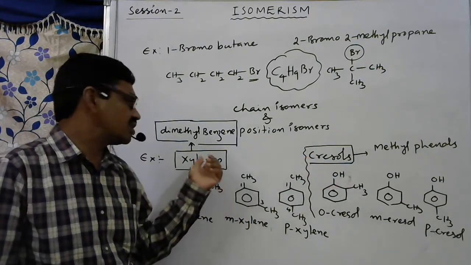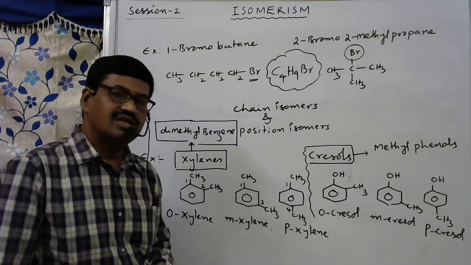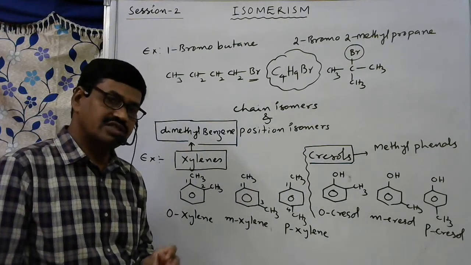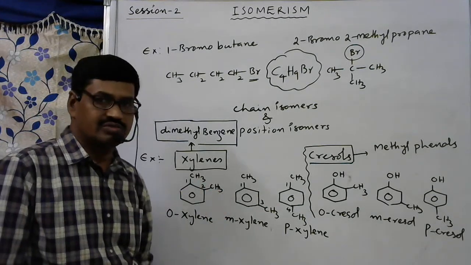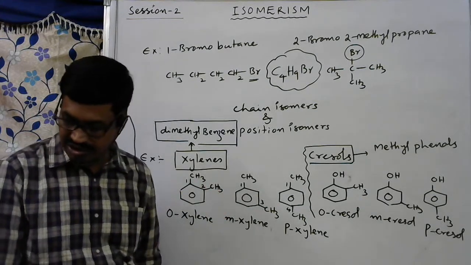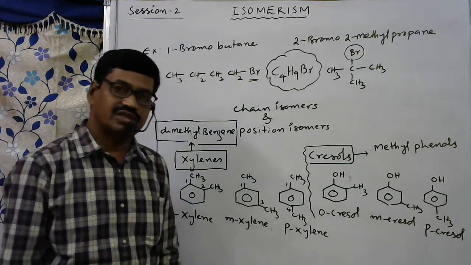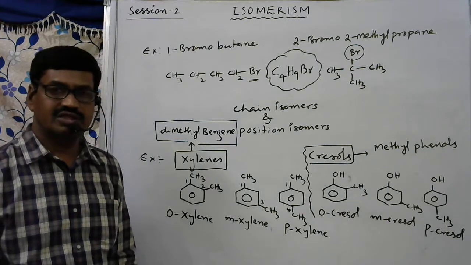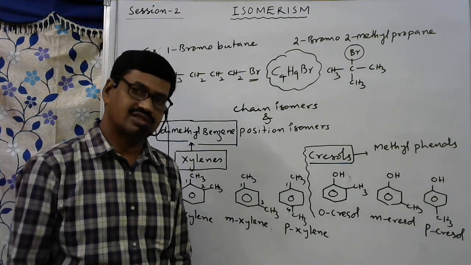Xylenes are nothing but dimethylbenzenes. Cresols are nothing but methyl phenols. So if there is a change in the position of the methyl group, then we can say position isomer. This is about position isomerism. In the next sessions, we will discuss functional isomerism. Then, if time permits, metamerism also we will discuss in the next sessions.